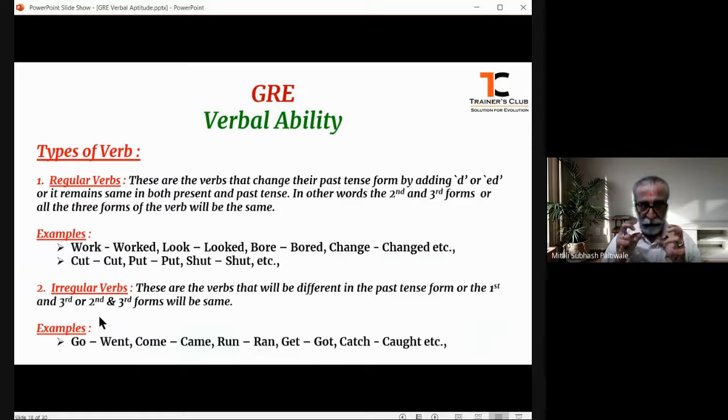Regular verbs are those verbs which end with either D or ED in their past tense form. I repeat it again. Regular verbs are those which end with D or ED in their past tense form, or they will not change at all. They remain the same for both present tense and past tense.